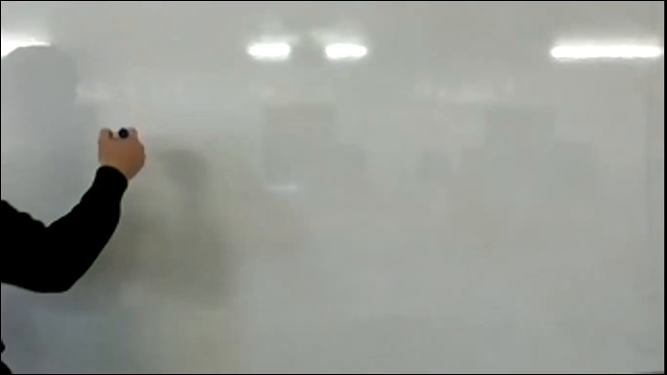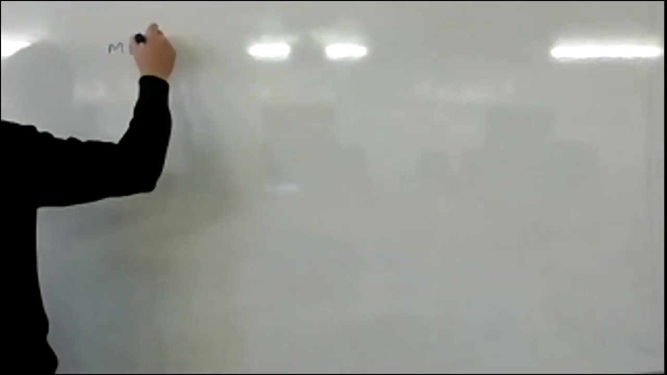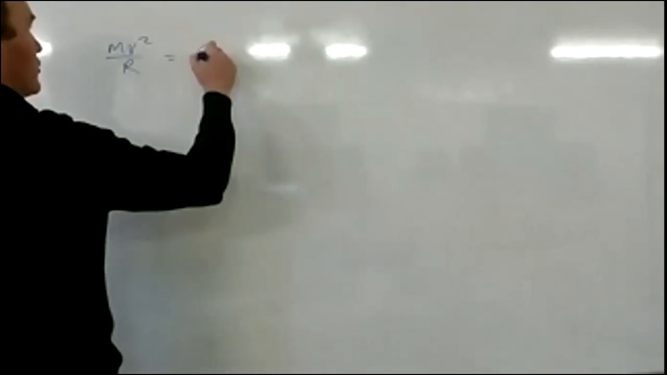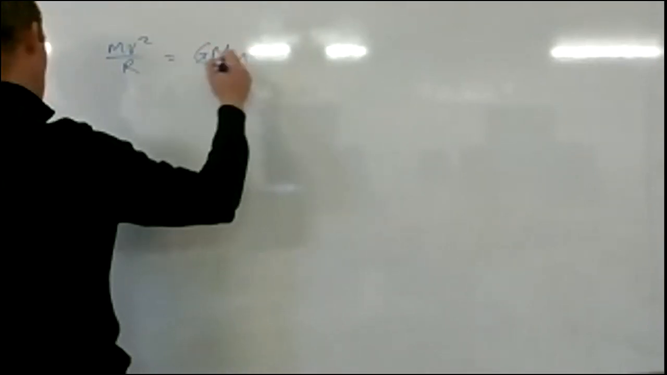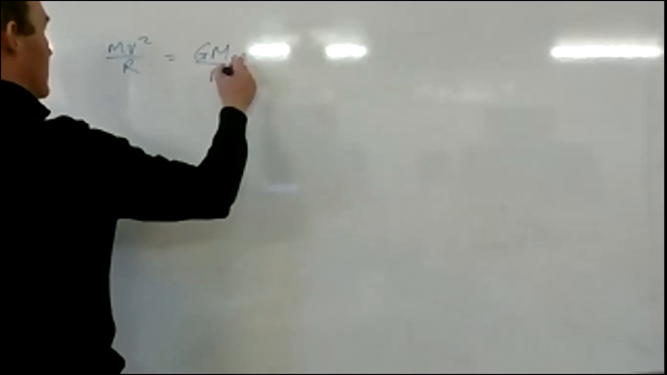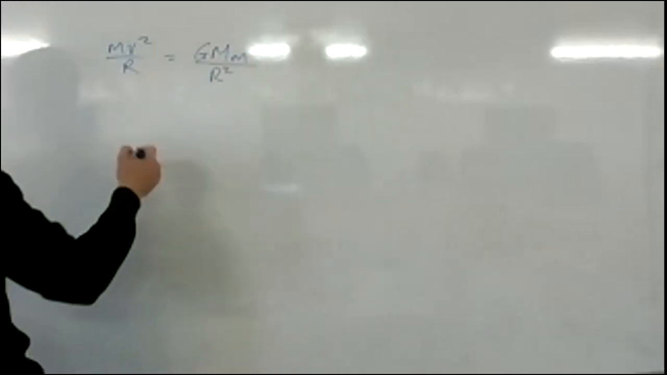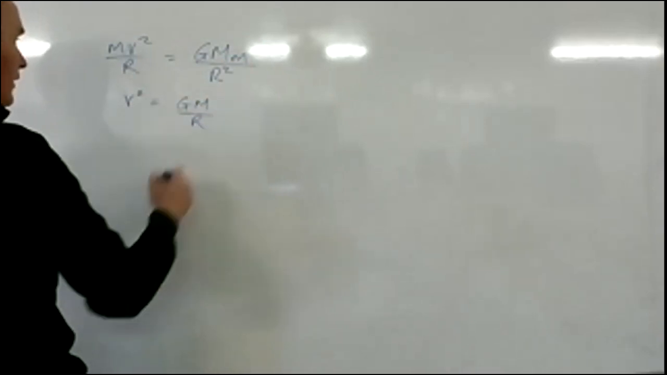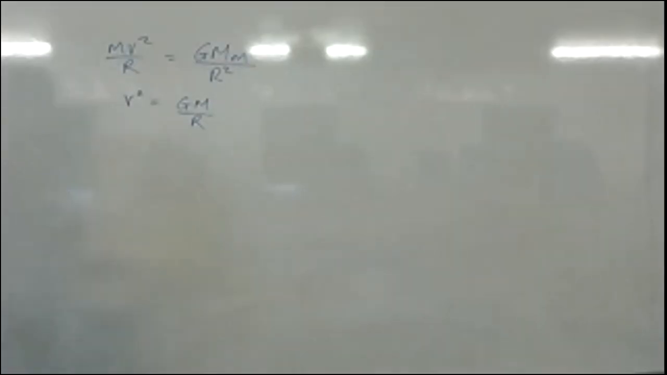Now, the centripetal force, m v squared over r, corresponds to the force of gravity, G M m over r squared. So v squared equals G M over r.